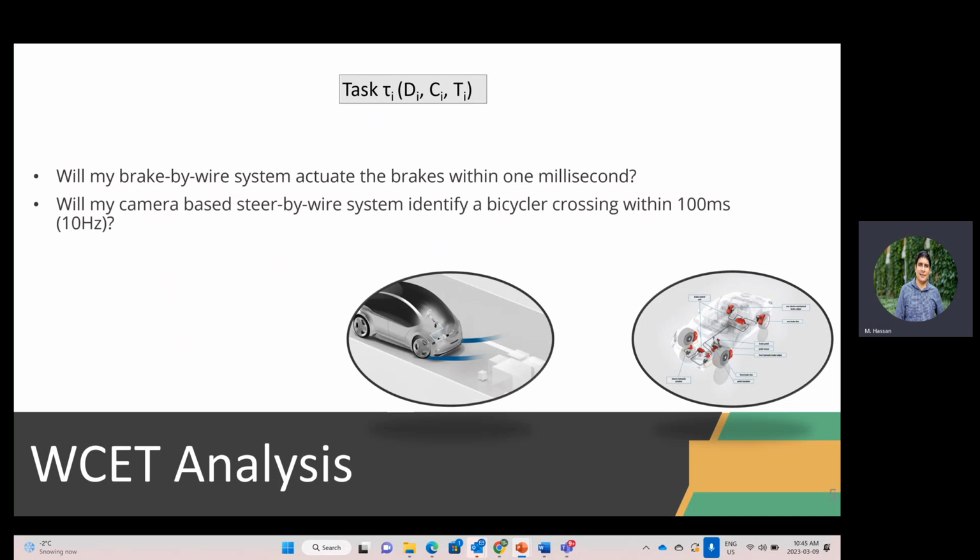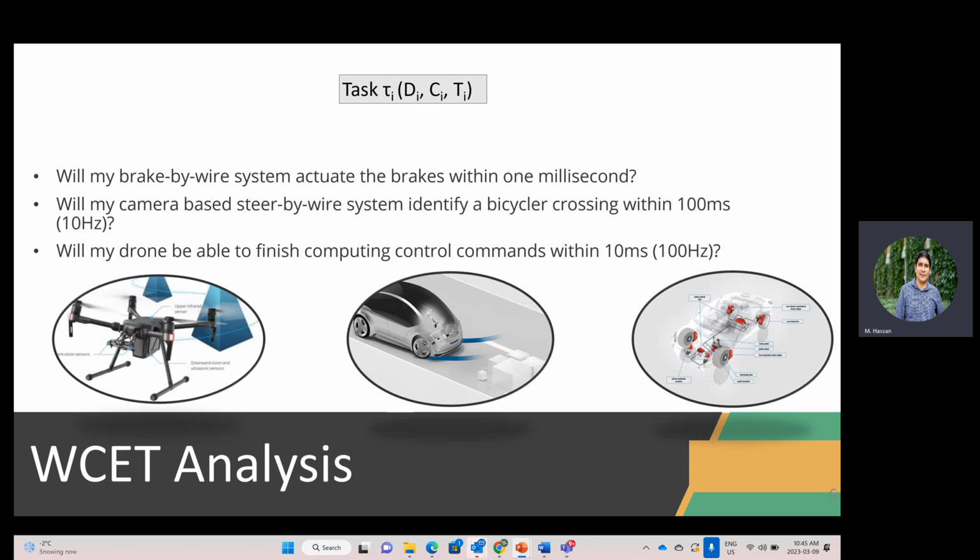Another possibility is, for example, if you have a camera-based, self-driving car steer-by-wire system: can I identify a bicycle crossing within 100 milliseconds, right? This is basically object detection, right? So you still have a deadline here, 100 milliseconds. Well, that's basically assuming the camera gives you 10 hertz.